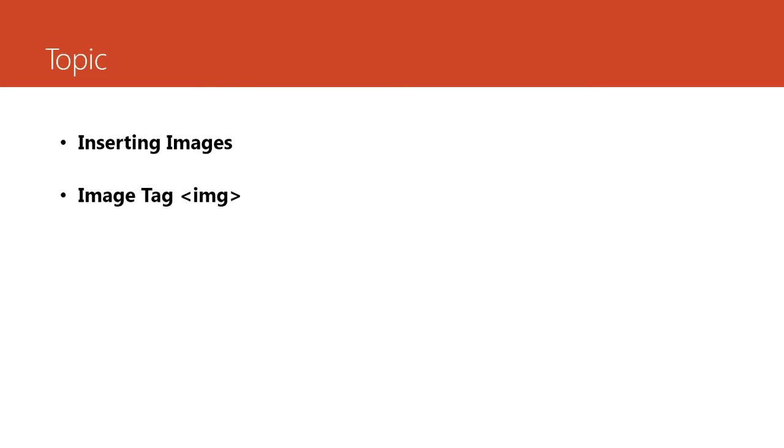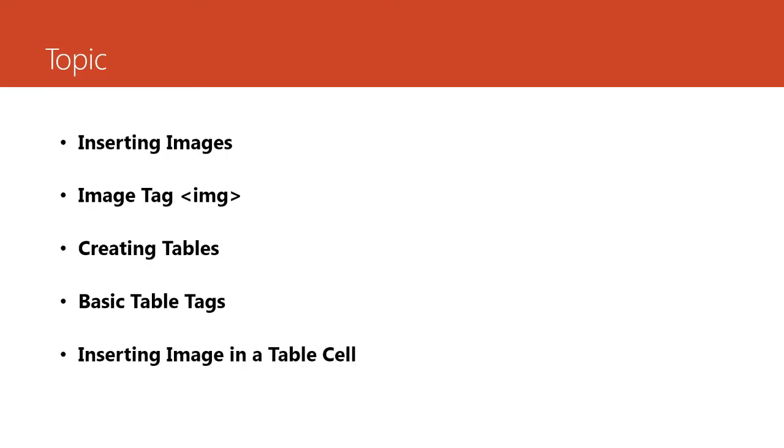We'll see how many topics we are going to cover here, because we have to understand the theory and the practical also. So first one is inserting images, then the image tag, the img tag. For inserting an image, which tag is required. Then creating tables, how we can create tables, the basic table tags. For creating a table, you should know the table tags. And inserting images in a table cell, how we can insert an image in a table cell.